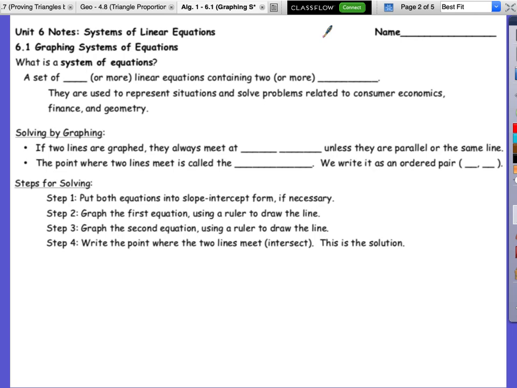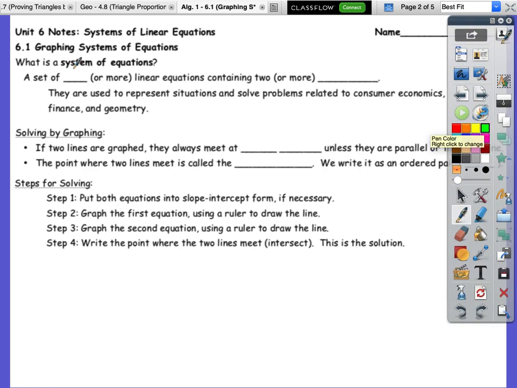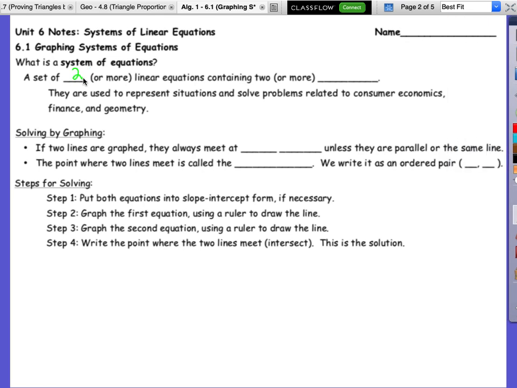So in chapter 6, we're going to be talking about systems of linear equations. So we first need to know, what in the world does that mean? Well, a system of equations is a set of two or more linear equations containing two or more variables. At least two, but it can be more, and it contains two or more variables.